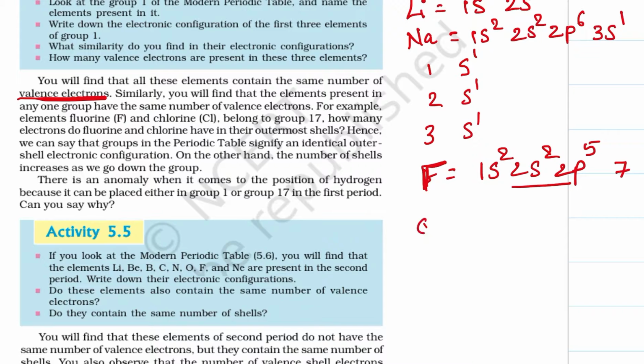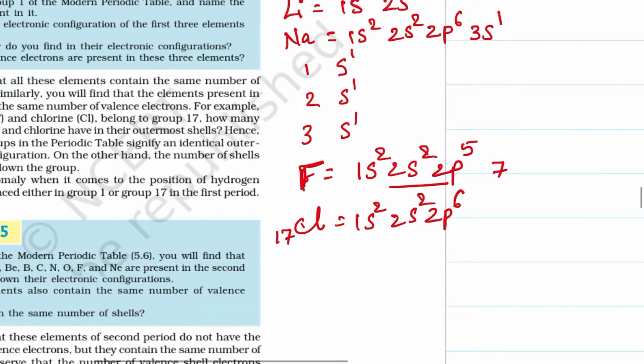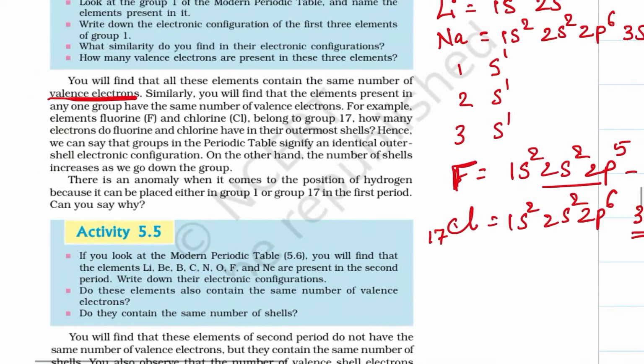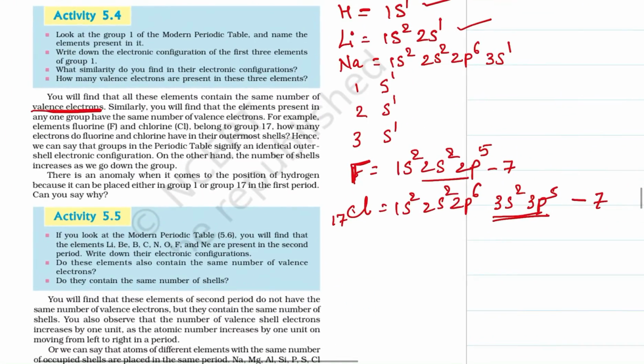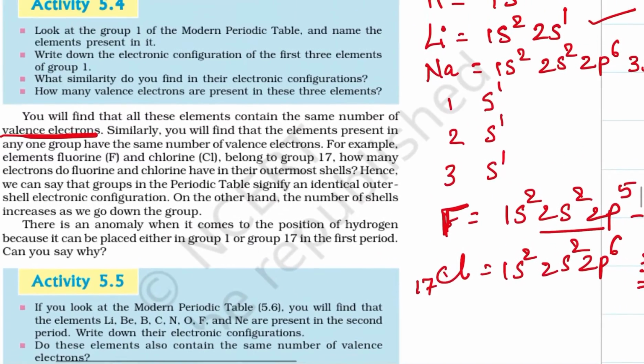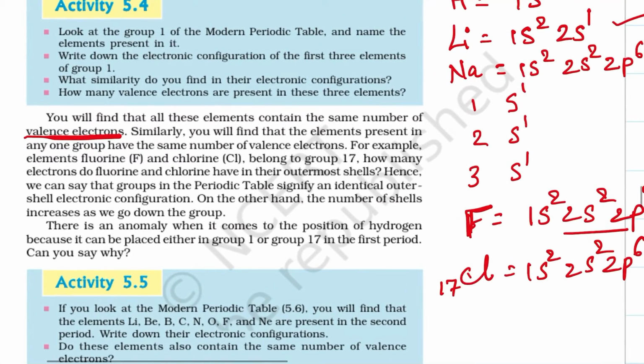Same way chlorine, that is 17, is 1s2, 2s2, 2p6, 3s2, 3p5. So you can observe again here there are 7 valence electrons. So if you go on observing these type of configurations for each element, you will observe this type of periodicity in each group as you go from top to bottom.